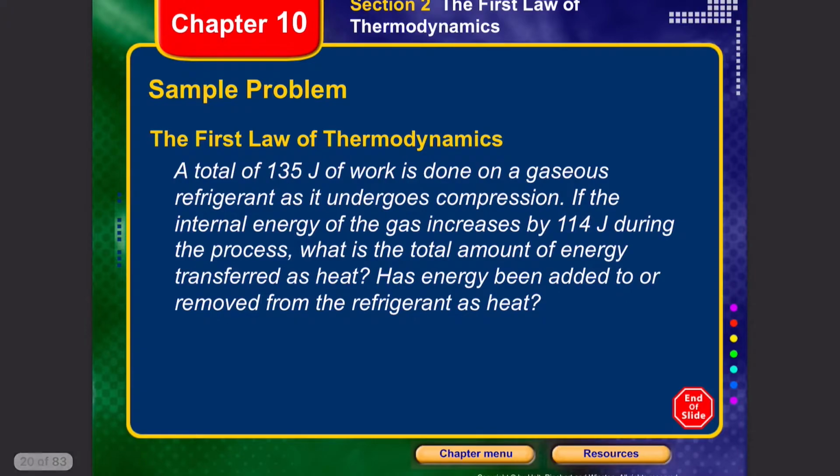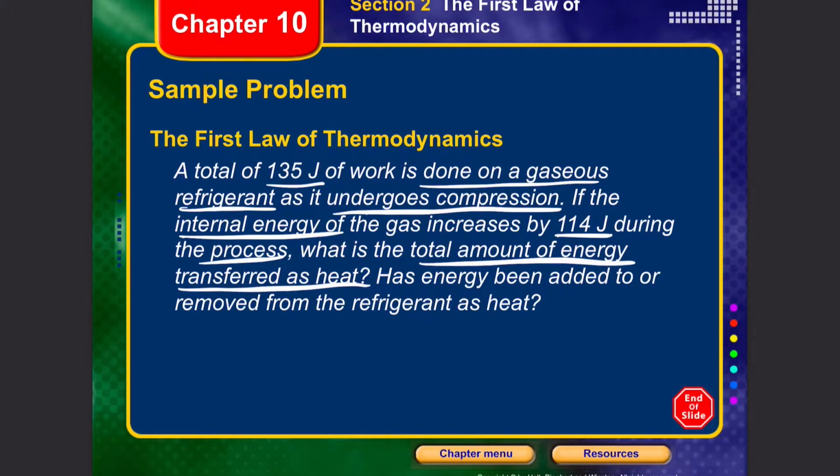So let's solve a simple problem and see how we can understand the first law of thermodynamics. A total of 135 joules of work is done on a gaseous refrigerant as it undergoes compression. Now, if the internal energy of the gas increases by 114 joules during the process, what is the total amount of energy transferred as heat?